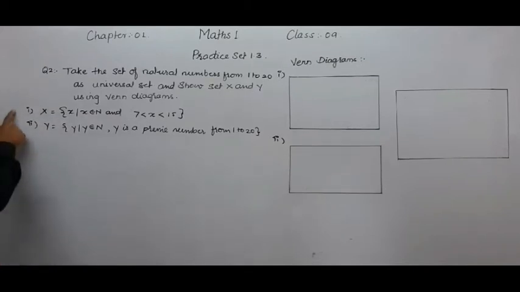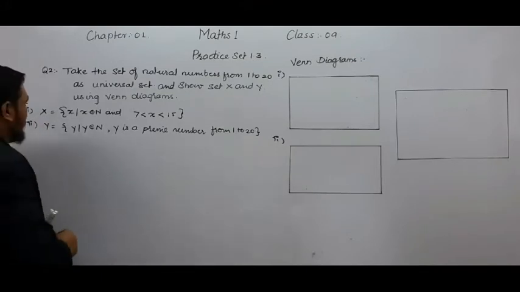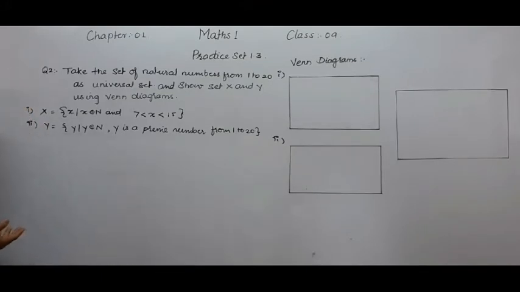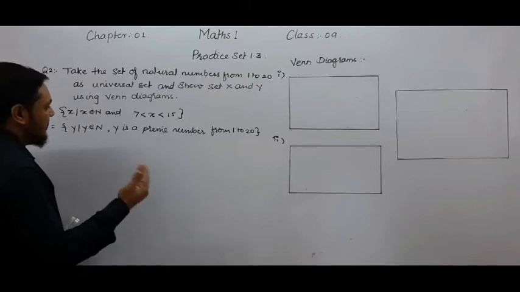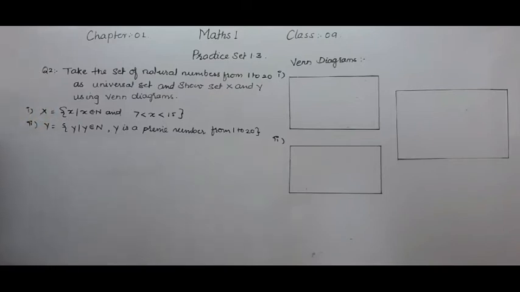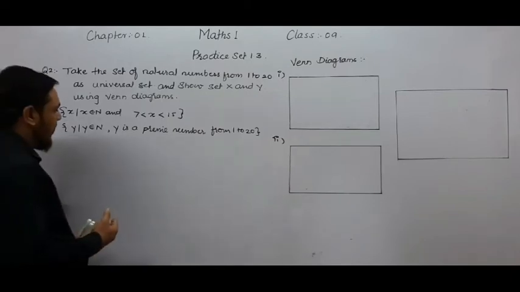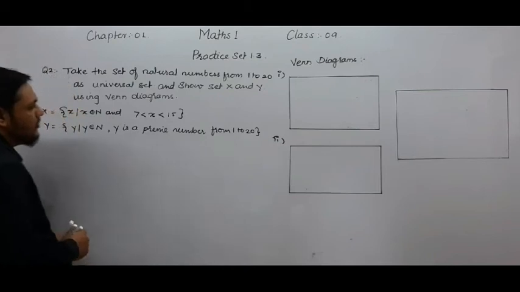So these are the sets given to us. X = {x | x ∈ N and 7 < x < 15}. Now the second set is Y = {y | y ∈ N and y is a prime number from 1 to 20}.